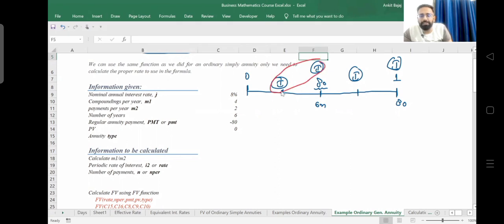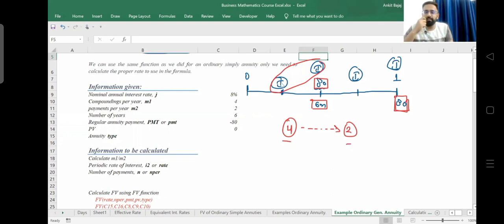We have to equalize, or convert this interest into half yearly interest payment. Here we are making quarterly payments, right? What we have to do is convert this interest into half yearly payment, because we always match our interest payment duration with installment payment duration. So here installment payment duration is twice in a year and interest payment is 4 times in a year. So we have to equalize, right?